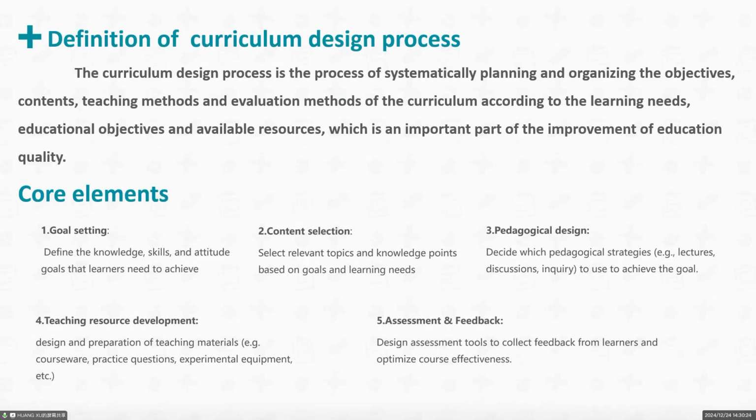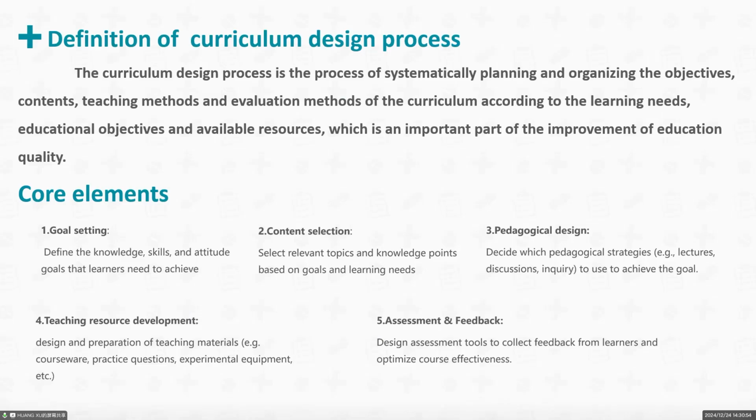First is the definition of curriculum design process. The curriculum design process is the process of systematically planning and organizing the objectives, contents, teaching methods, and evaluation methods of the curriculum according to the learning needs, educational objectives, and available resources, which is an important part of the improvement of education quality.